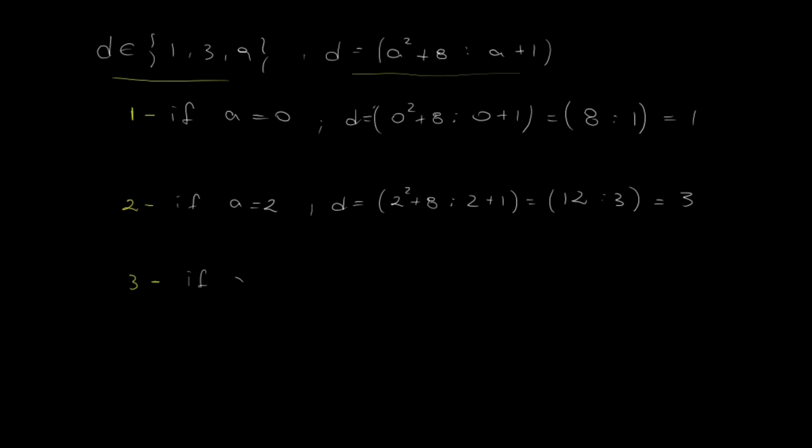Finally, if a equals minus 1, remember that a was any integer, then d will be the greatest common divisor between minus 1 squared plus 8 and minus 1 plus 1, which is 9 and 0, and this greatest common divisor is 0.